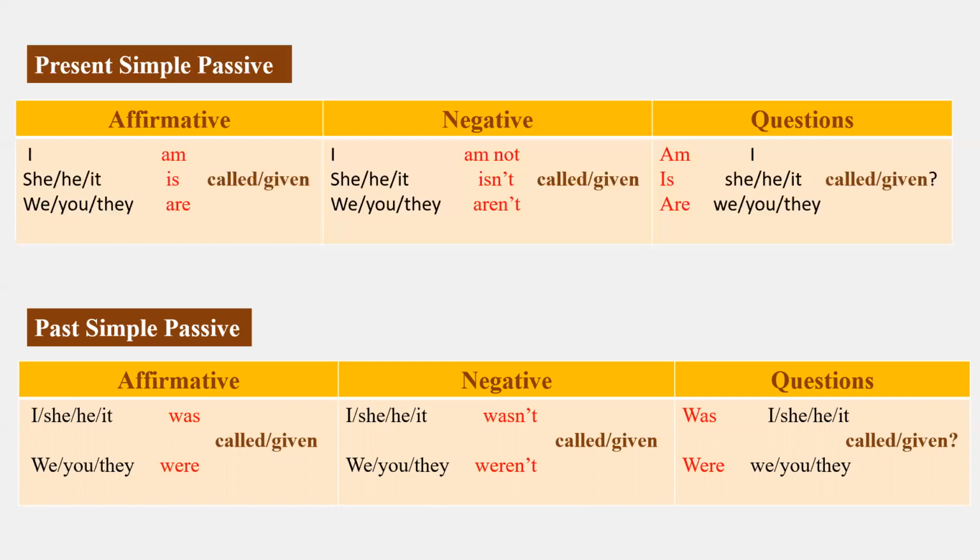Negative: I, she, he, it wasn't called, given. We, you, they weren't called, given. Interrogative: we inverse, again, the verb to be with the subject. Was I, she, he, it called, given? Were we, you, they called, given?